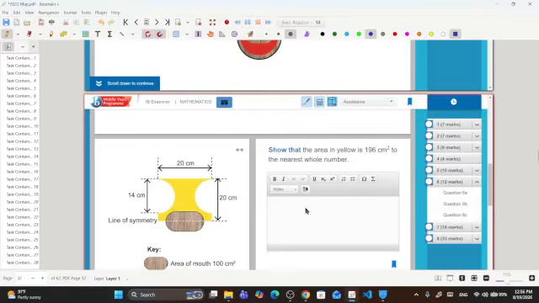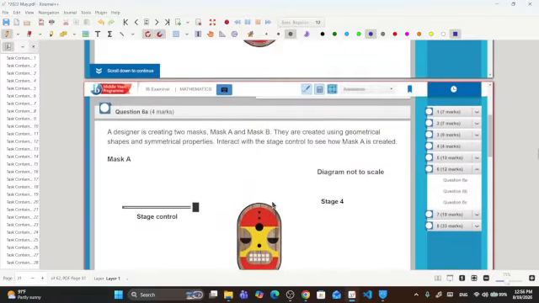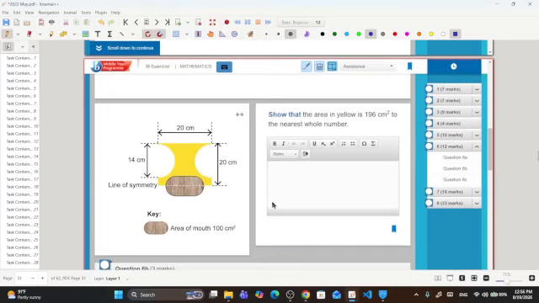Show that the area in yellow is 196 centimeters squared to the nearest whole number. 196. So realistically speaking, how many marks is this question? I suppose it should be at least 4 marks. Yeah, it is 4 marks. So the entirety of this region, let's suppose this one, it is some sort of a square. So that is 20 squared, and that equals 400 centimeters squared. All right, that is 400.